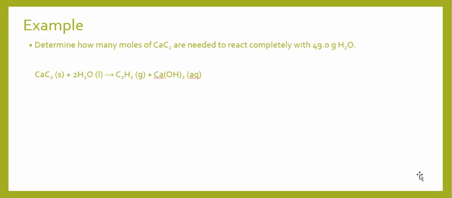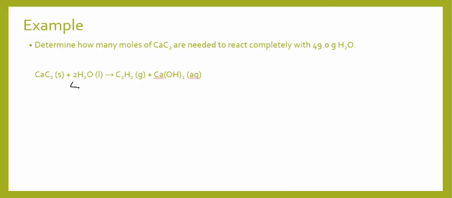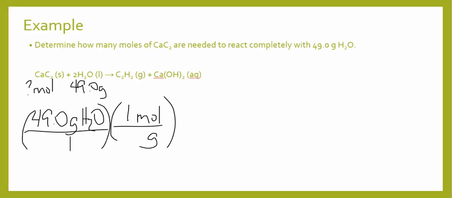Another example with the same chemical equation. I am starting with 49 grams of water. I want to know how many moles of CaC2. And again, if you write the stuff underneath the problem, it kind of helps to determine where you're trying to go. Well, I'm going to start with 49 grams of water. If I'm in grams, I first have to go back to moles. So we're going to go grams to moles using the molar mass. Molar mass in this case of water, which is 18 from the periodic table.